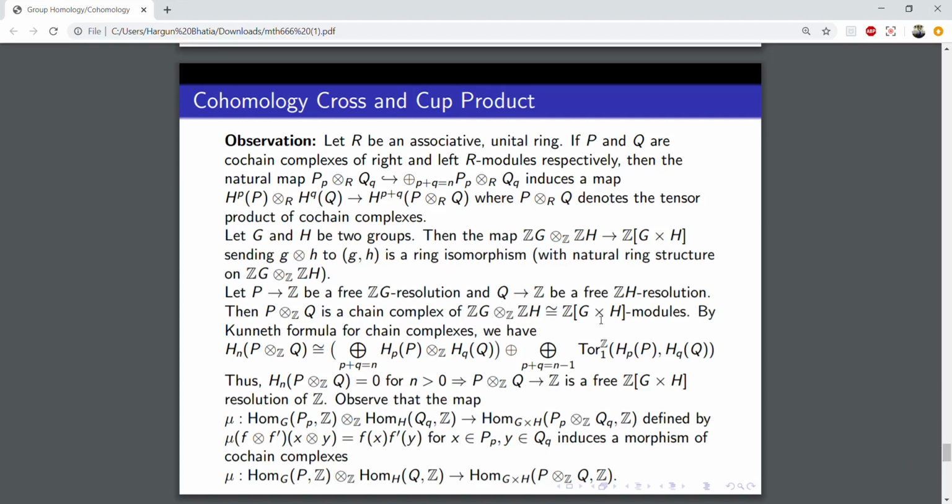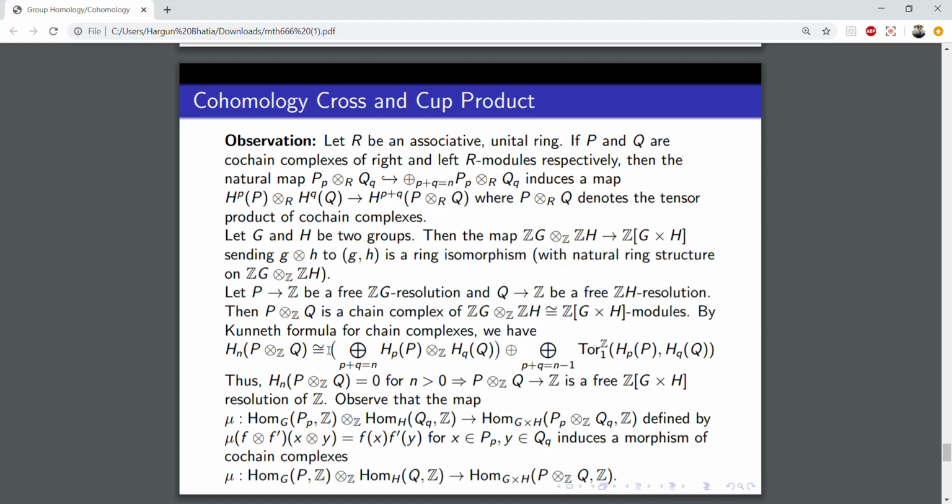Now you can notice that this P is a free resolution, but as abelian groups it is a free Z module, right? It's a free ZG resolution, but it's also a free Z module.